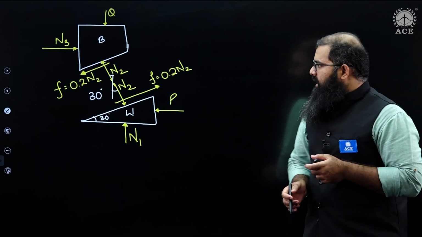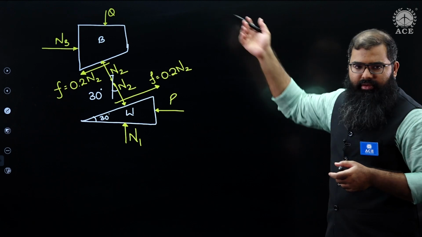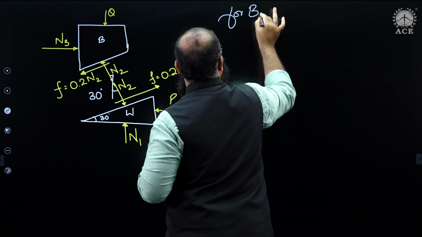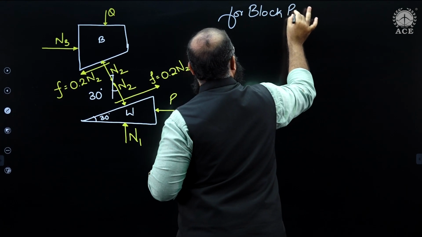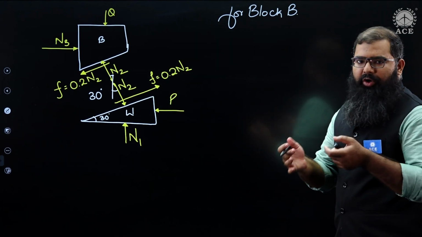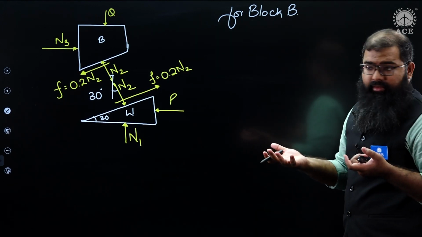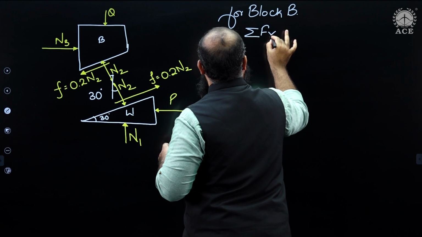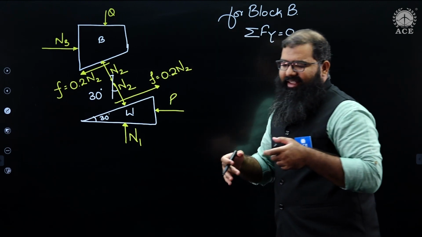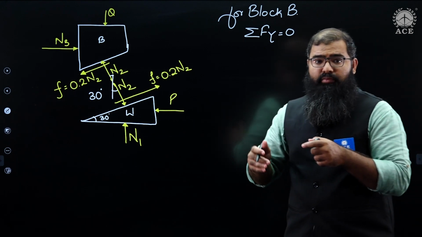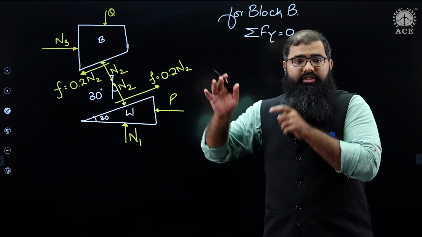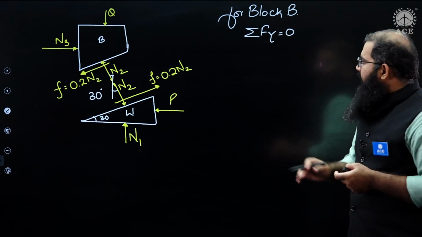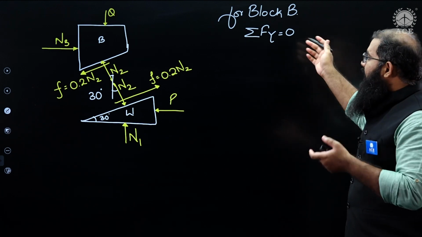Now let us start. I'm starting with block B first of all. For block B, I have my free body diagram already. Let us straight away start with summation of F in vertical direction is equal to 0. See, it is a case of impending motion. Impending motion means the motion is just about to take place. So you are still within the static limits. Therefore, sigma Fy is equal to 0. Equilibrium is still valid, right?